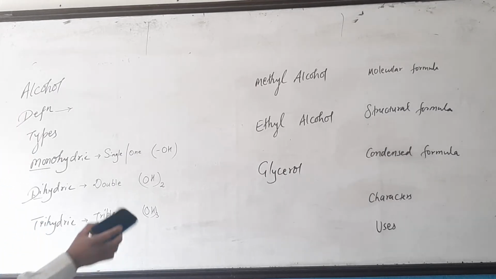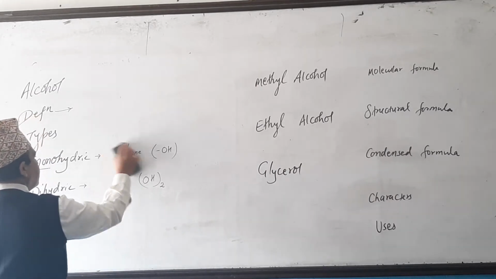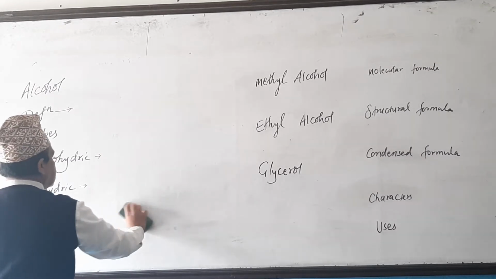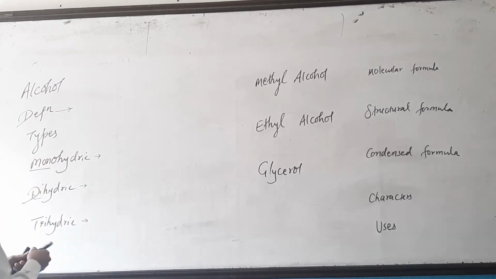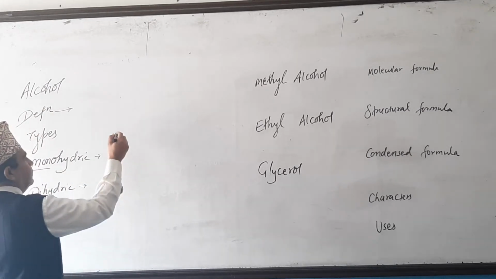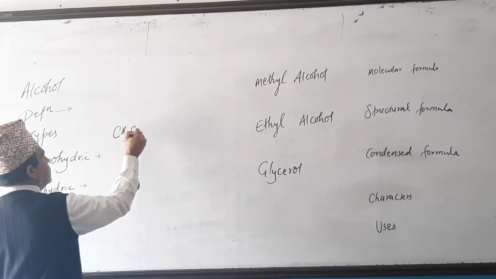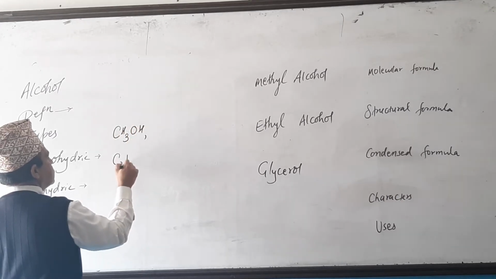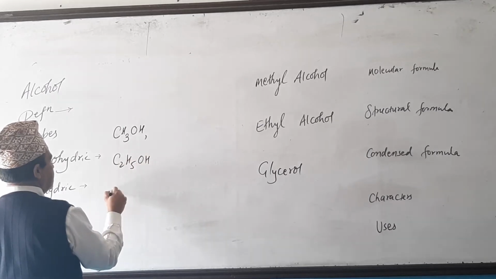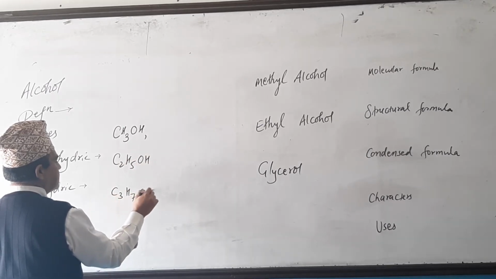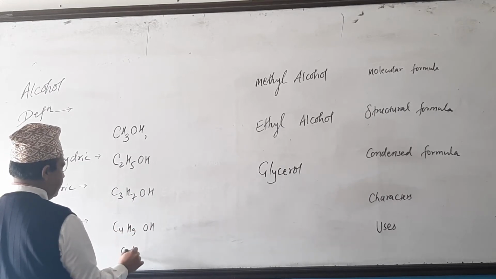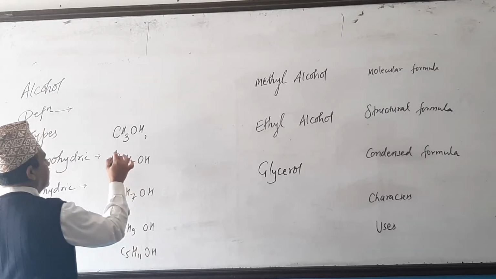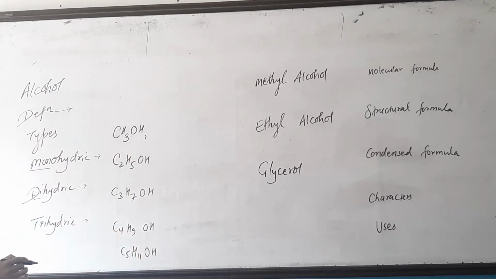Students, now I am going to give the examples of monohydric alcohol, dihydric alcohol and trihydric alcohol. Look here. If I write CH3OH, C2H5OH, C3H7OH, C4H9OH, C5H11OH, these are some examples of monohydric alcohol.